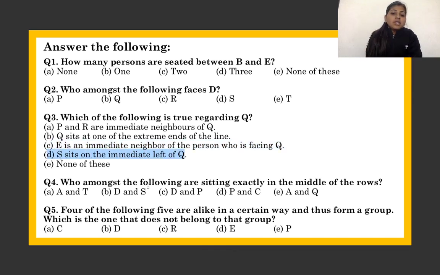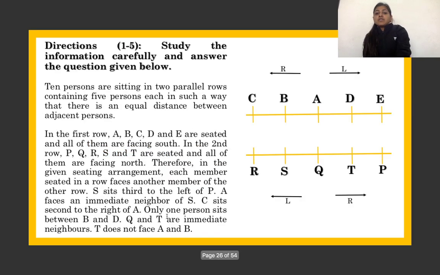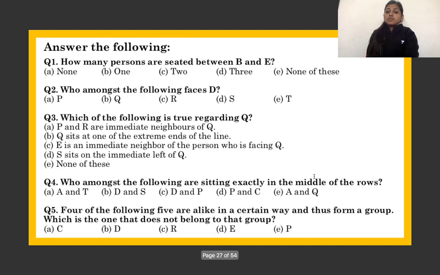Next, who among the following are sitting exactly in the middle of the rows? So exactly in the middle of the rows, it is A and Q. A and Q, option E.